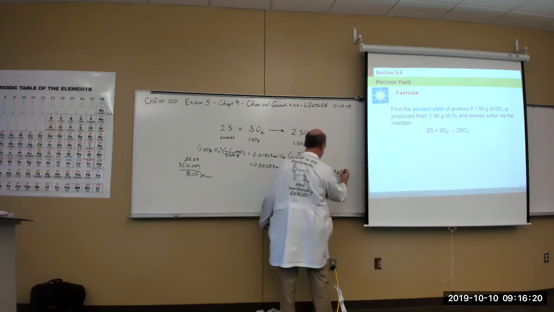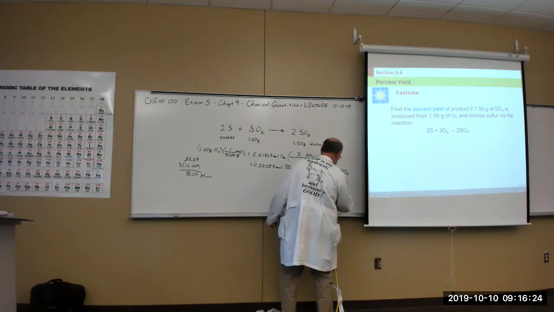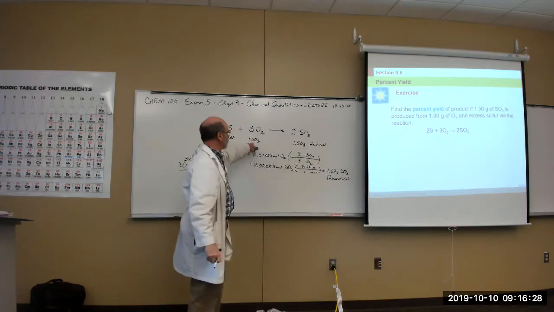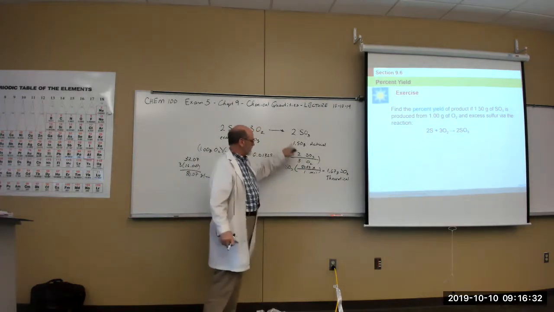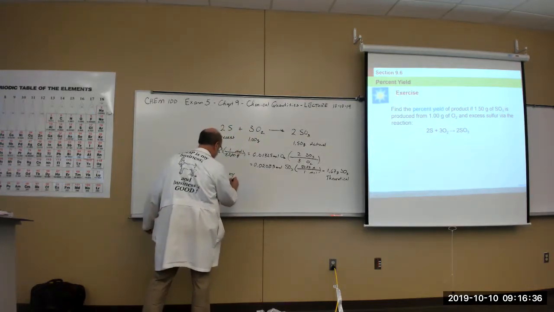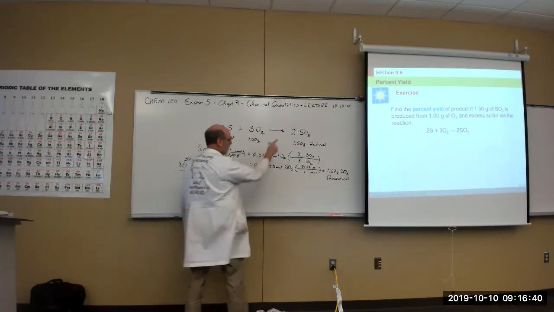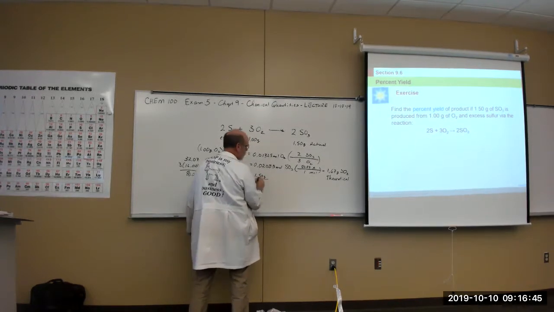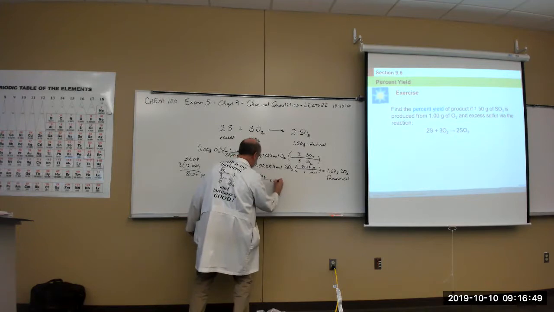And this is theoretical. That's what we expect from the complete conversion of 1 gram of oxygen to sulfur trioxide. We expect that much, but that's what we actually got. Right? So percent yield is what? That one divided by this one times 100.